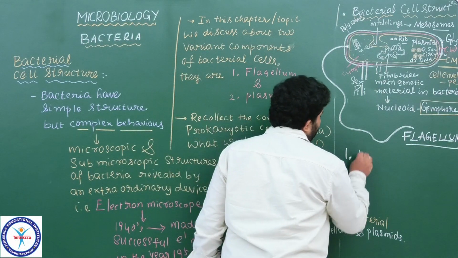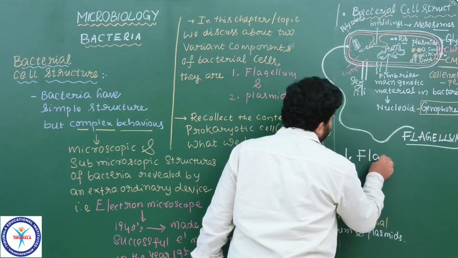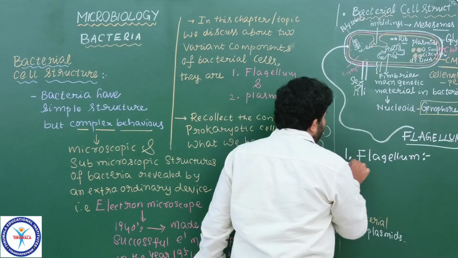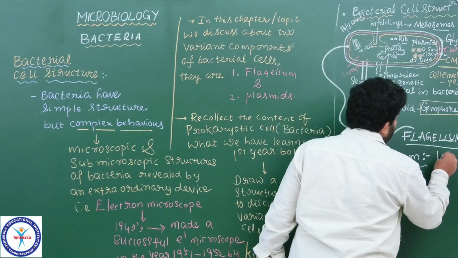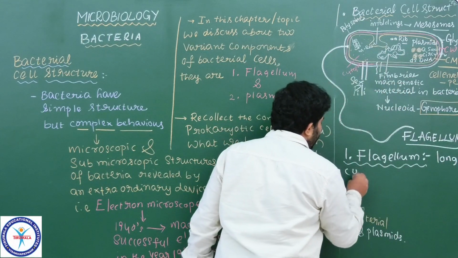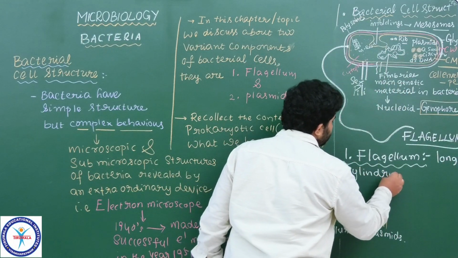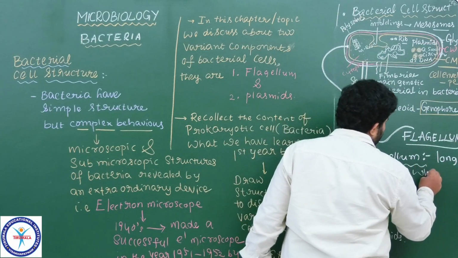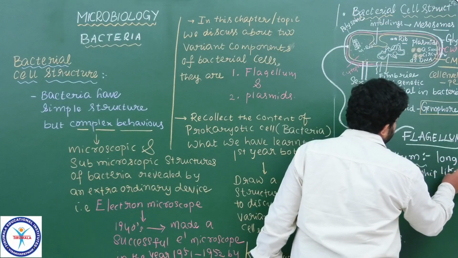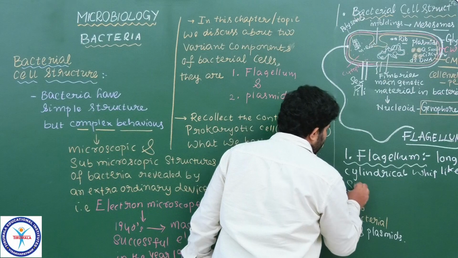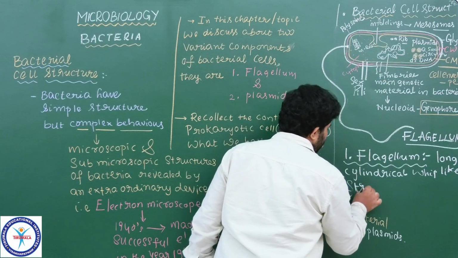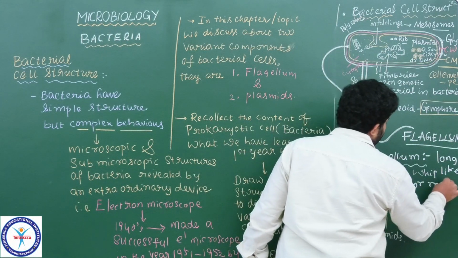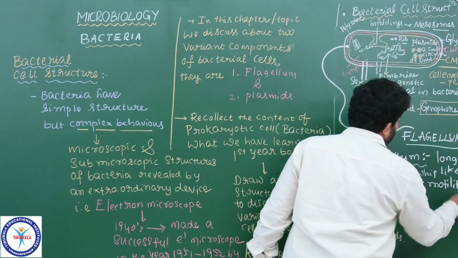First one, that is a discussion about flagellum. So what is flagellum? You know very well. The flagellum is a long cylindrical whip-like structure for motility. Motility means movement.